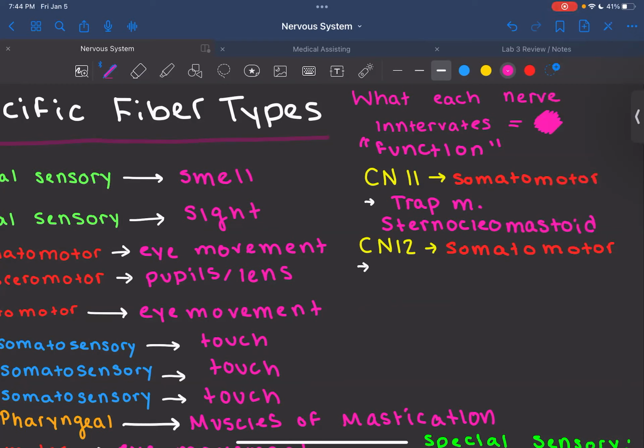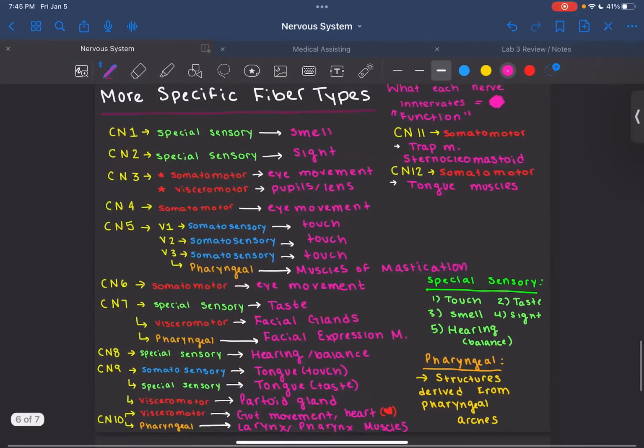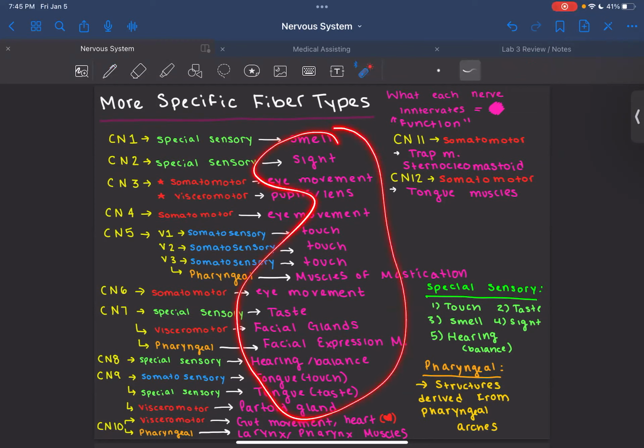And then for cranial nerve 12, which is the hypoglossal, that is going to be the tongue. I believe the tongue muscles. Yeah, tongue muscles. And those are the general specific fiber types. And then, in general, this is what these nerves innervate.